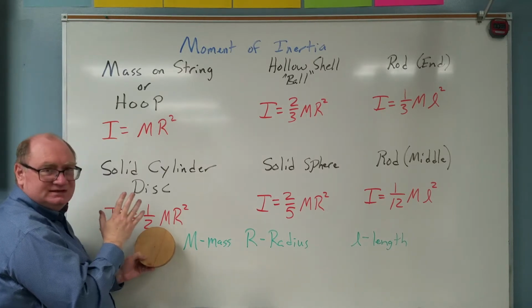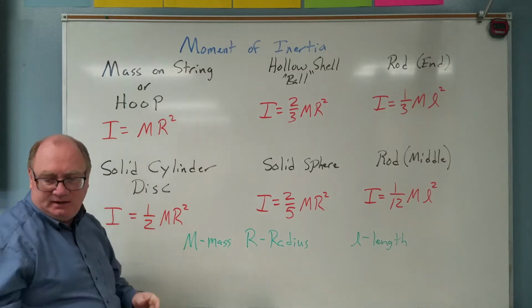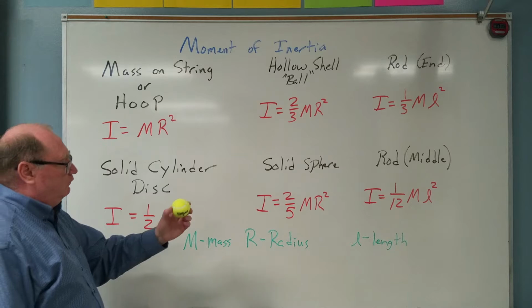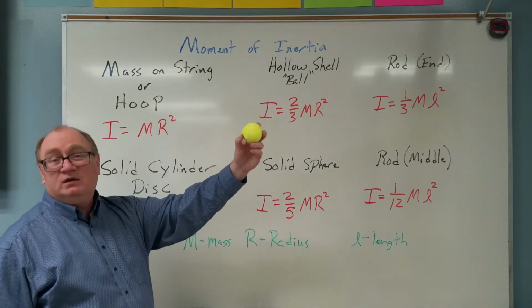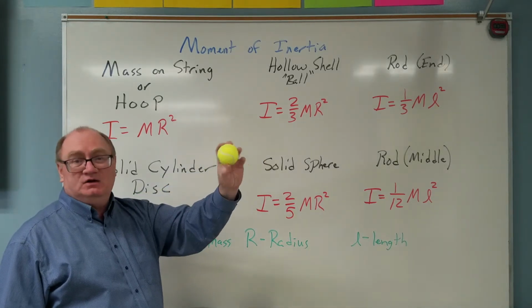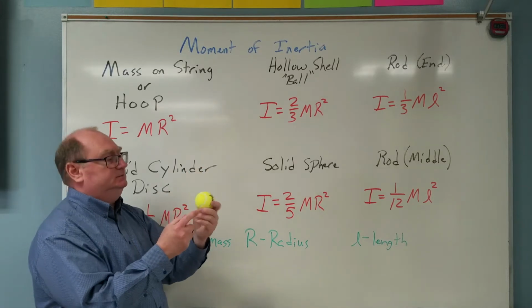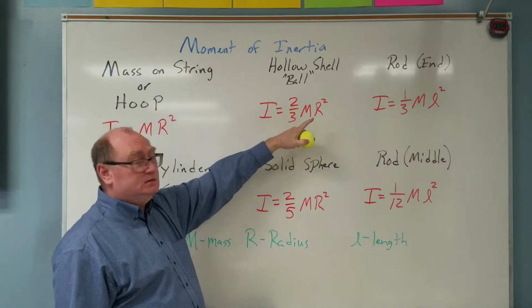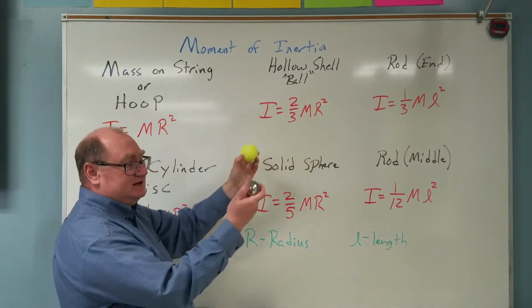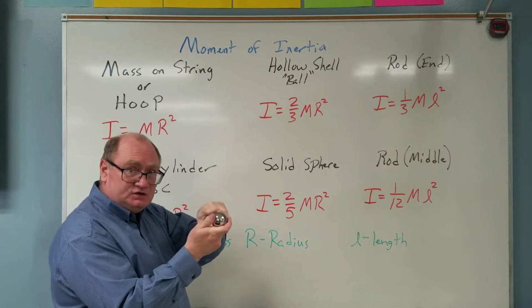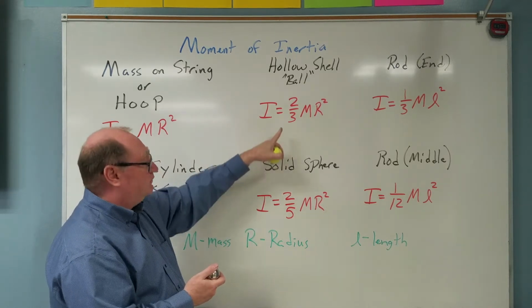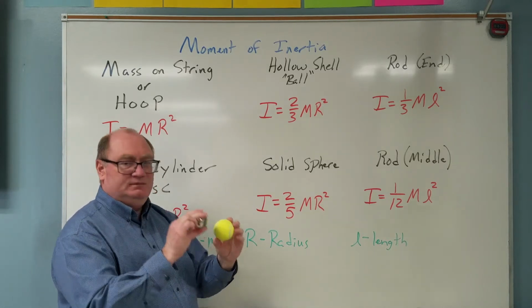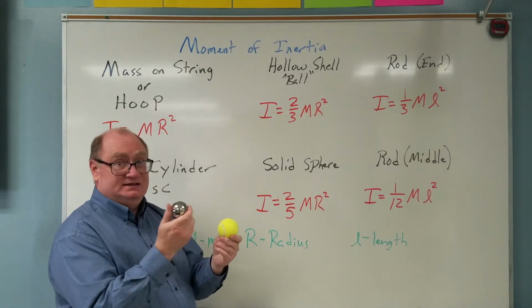Well, what if we do, instead of a disc or a cylinder, how about a ball? So, for a hollow shell, like a regular ball, like a tennis ball or a basketball or soccer ball or something that's hollow in the center, then the moment of inertia is 2/3 mr squared. But if it's solid, now we got that whole even distribution, we actually get a smaller fraction. It's 2/5 mr squared.